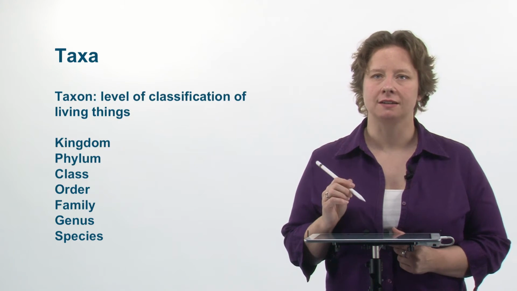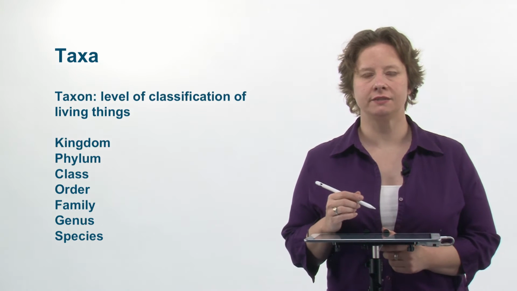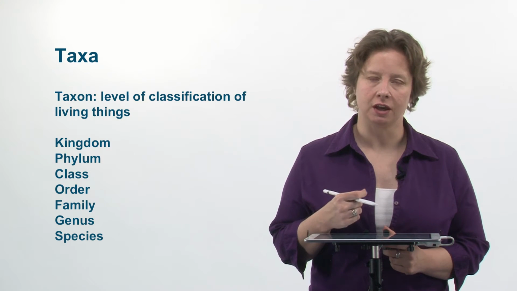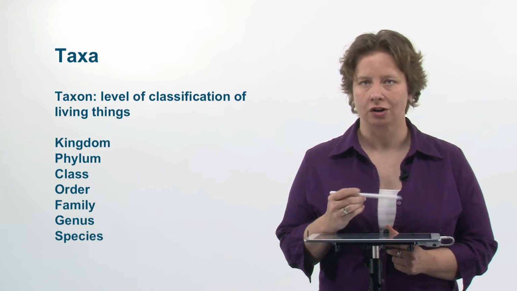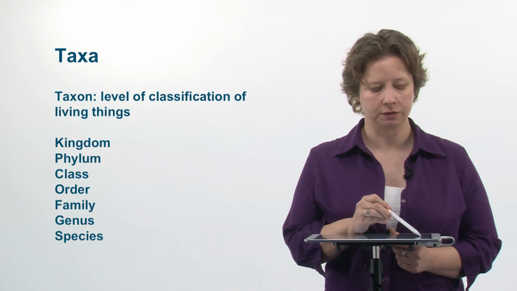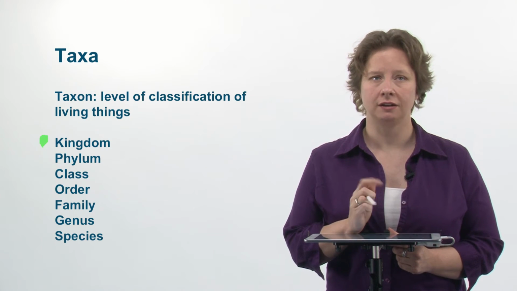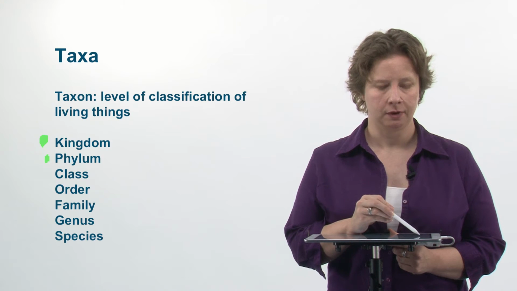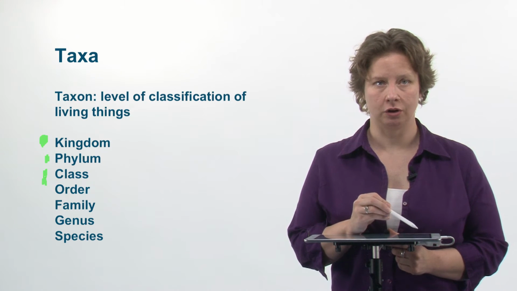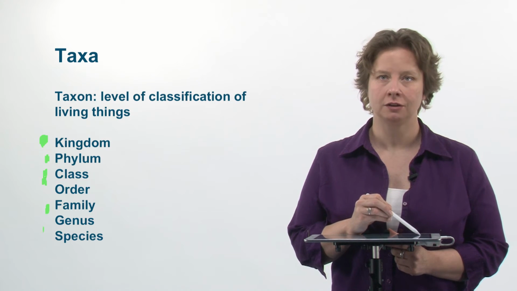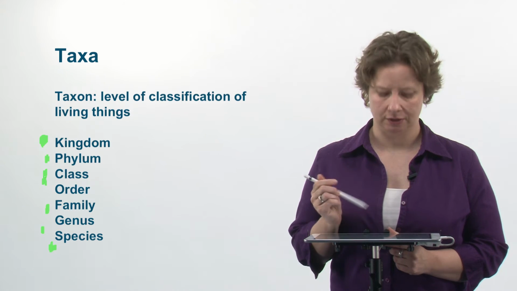So let's look at taxa. A taxon is a classification or a level of classification for living things, and there are several of them. Starting with most inclusive, we have kingdom, phylum, class, order, family, genus, and species.